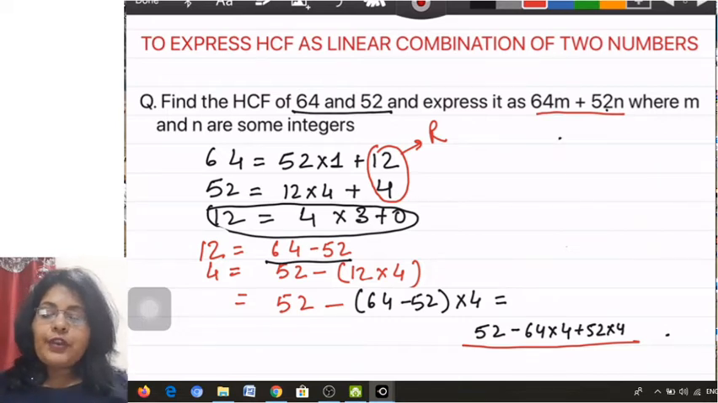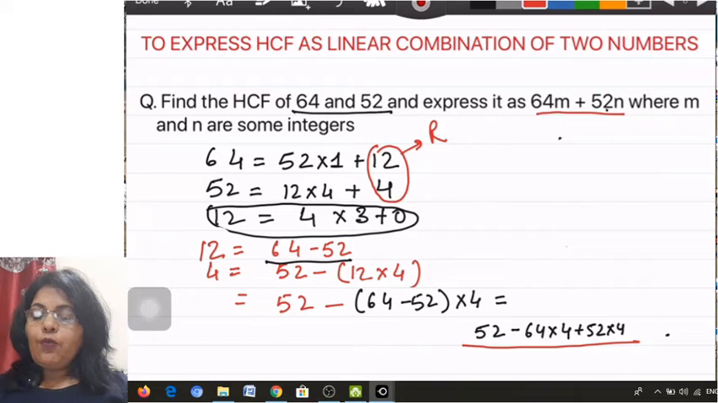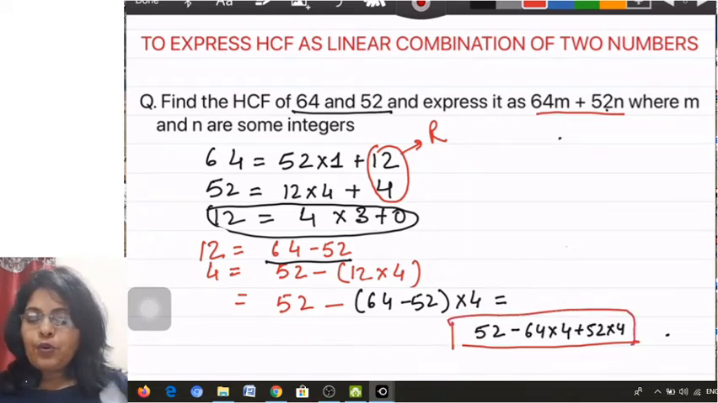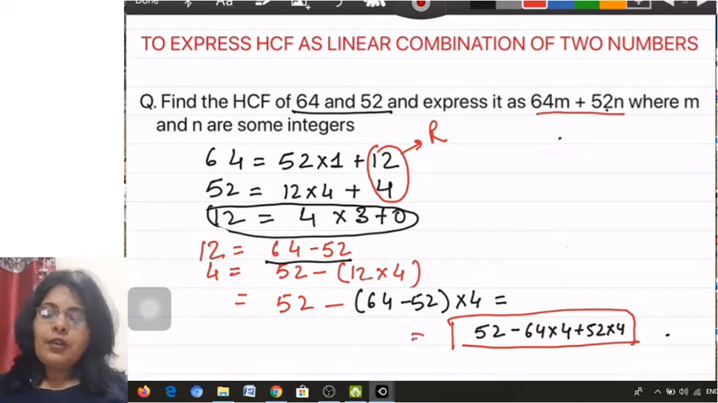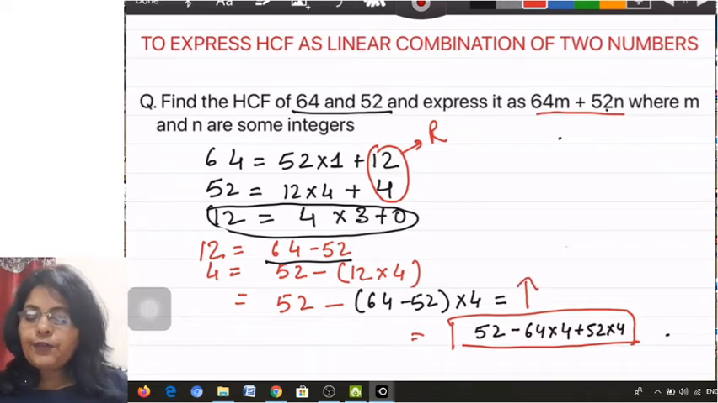Now this 64 we can see somewhere over here. Now we have to make this portion in the form of 64m plus 52n. What we will do here, we will take this 52. 52 can be written as 52 into 1.